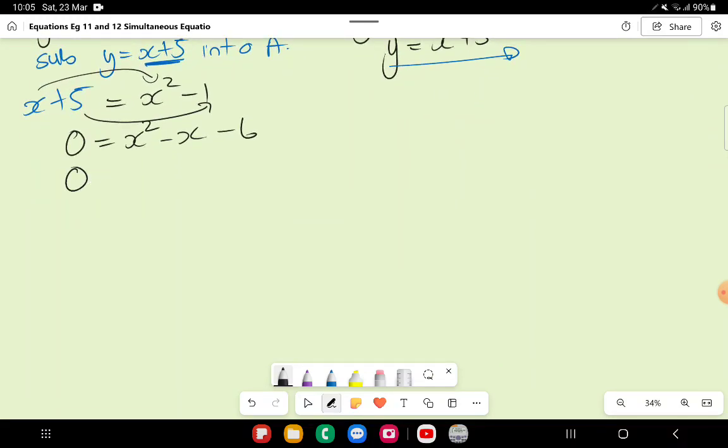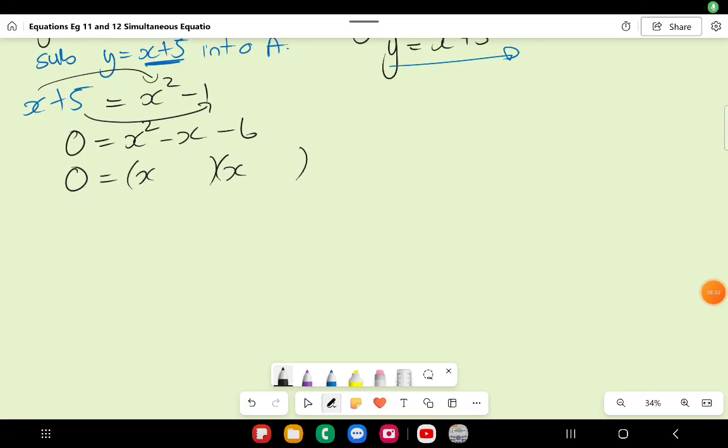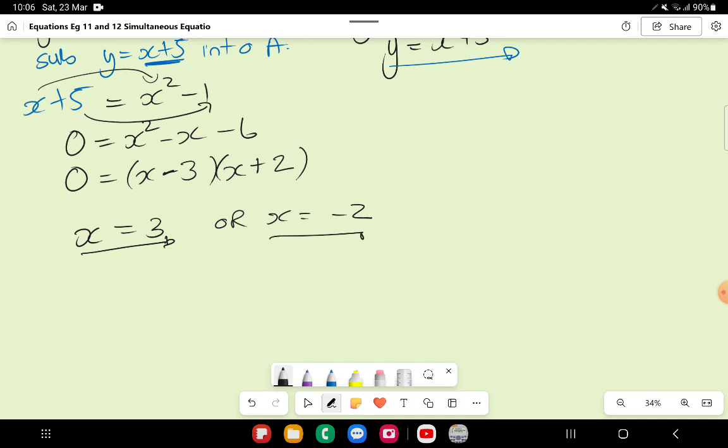Now I'm going to solve, and I'm going to say 2 brackets, x and x. I want the factors of 6 that give me 1, so 3 and 2 will give me 1. I want a negative 1, so negative 3 plus 2 gives me that. This means that x is equal to 3 or x is equal to negative 2. So I've got 2 values for x because it's x to the power of 2. This makes sense, right?